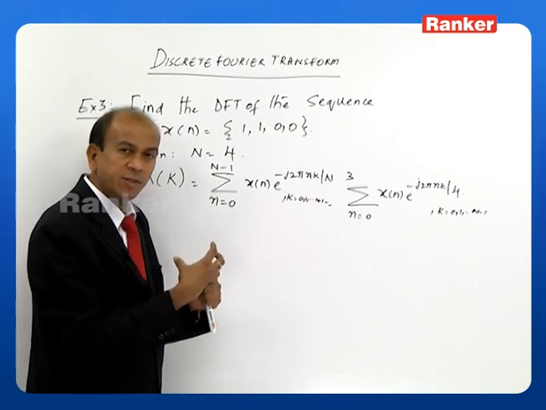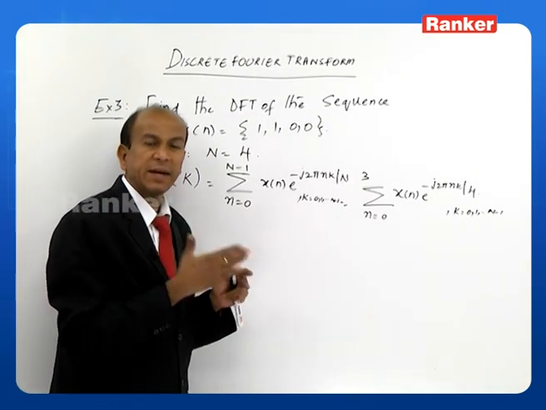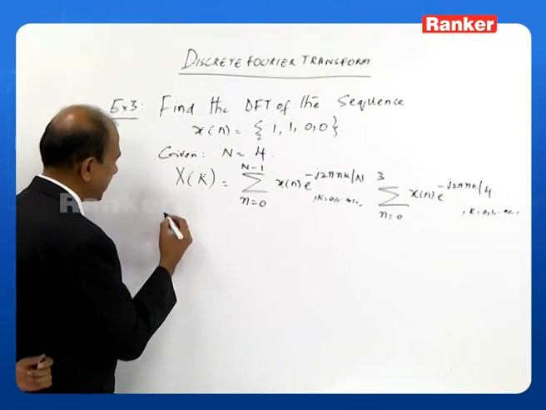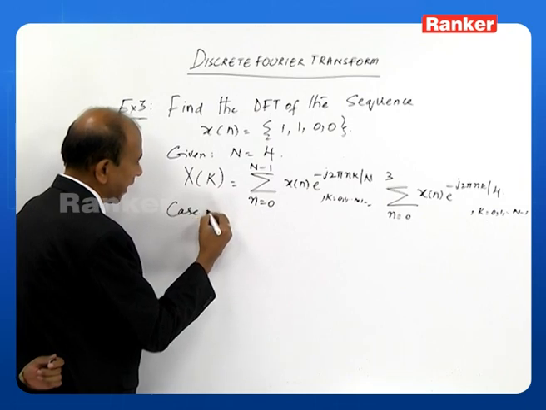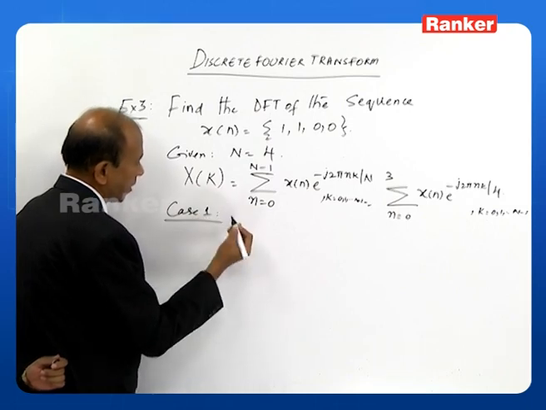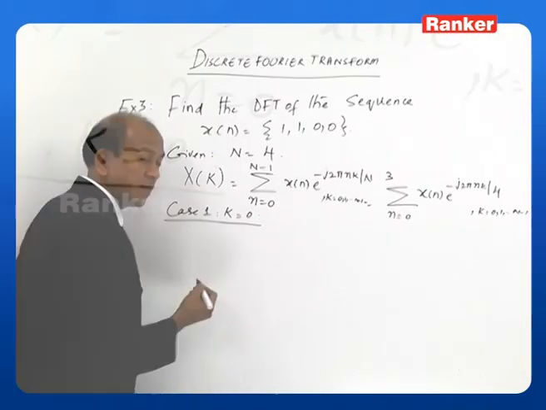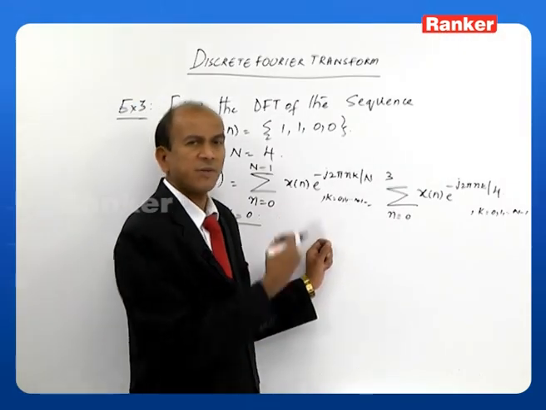So let us look at this problem in that respect and let us start solving this. So let us take the first case. What is the first case? Let us take case 1, when k is equal to 0. Let us start with k is equal to 0 because that's what it says. So we have to start with 0.